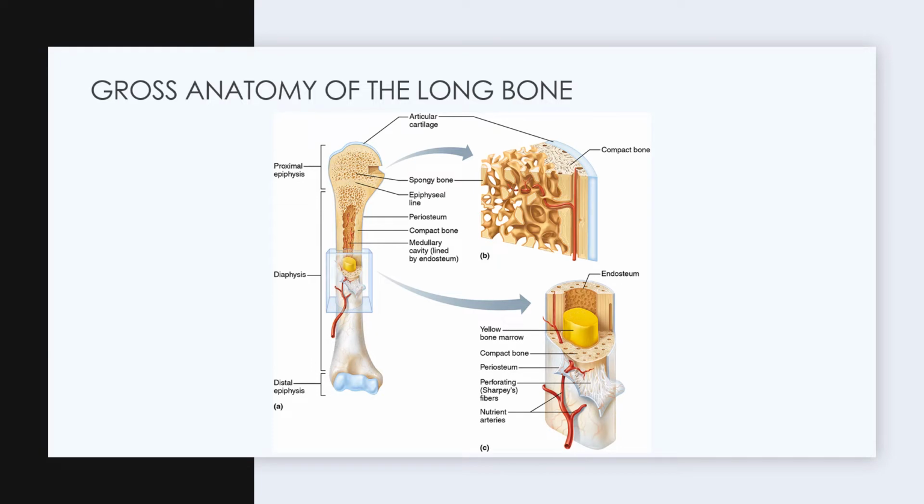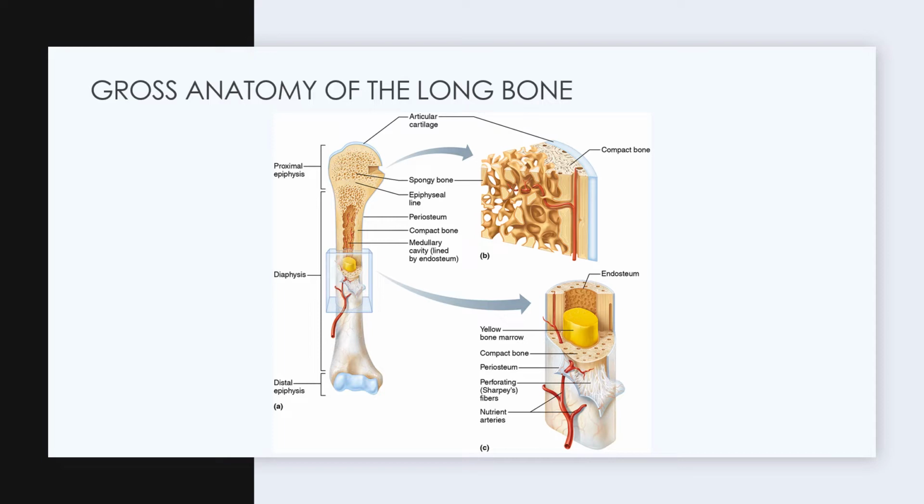The gross anatomy of the long bone. So again, an example of a long bone would be your humerus. Basically, all of the larger bones in your appendages, so your upper extremities and lower extremities, your arms and your legs. So the diaphysis, otherwise known as the shaft, the long part of your bone, makes up most of the bone's length and is composed of compact bone.